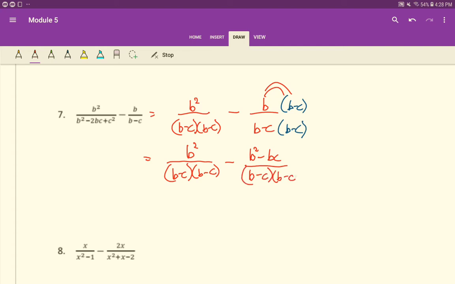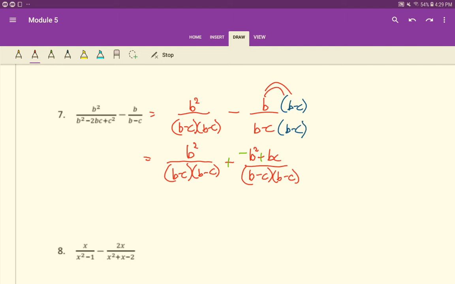times b minus c. Now, here's another place where we have to be careful. This subtraction in front of our fraction does not go to both the numerator and denominator. It only goes to one. Also, when we multiply it through there, it distributes. So if you want to think about it this way, we can change it from subtraction to add, and then distribute the minus sign. So we'll get a negative b squared and a plus bc.